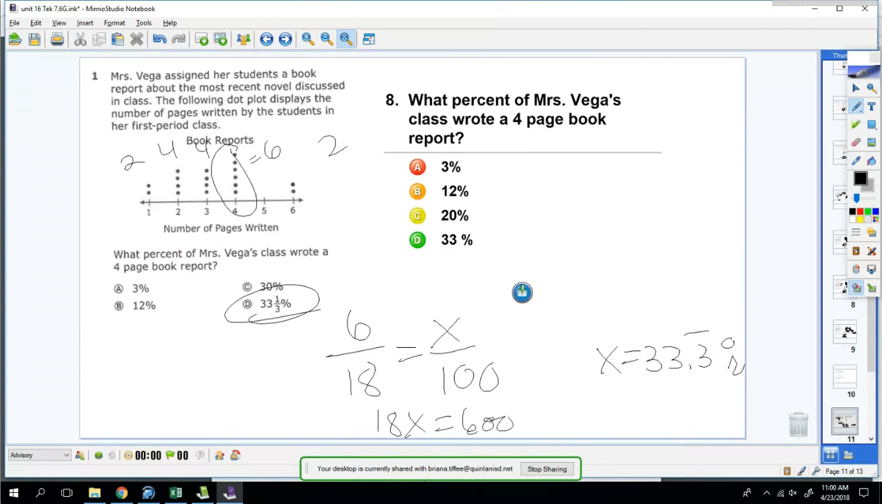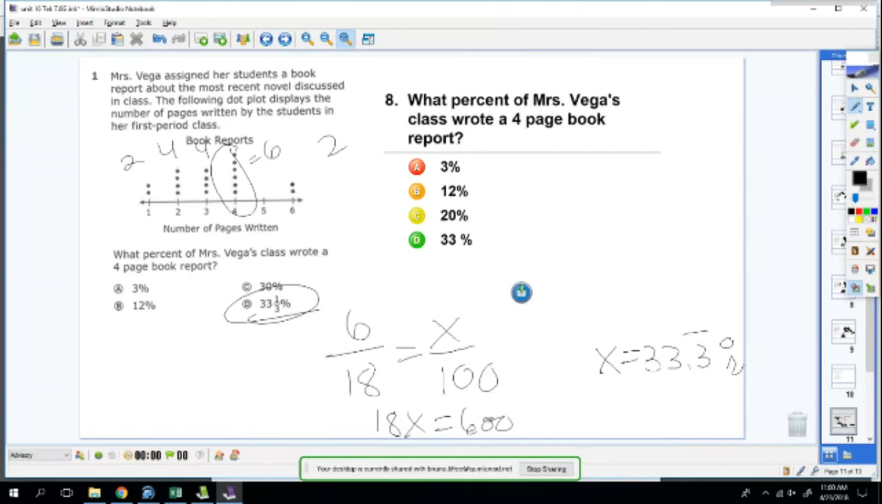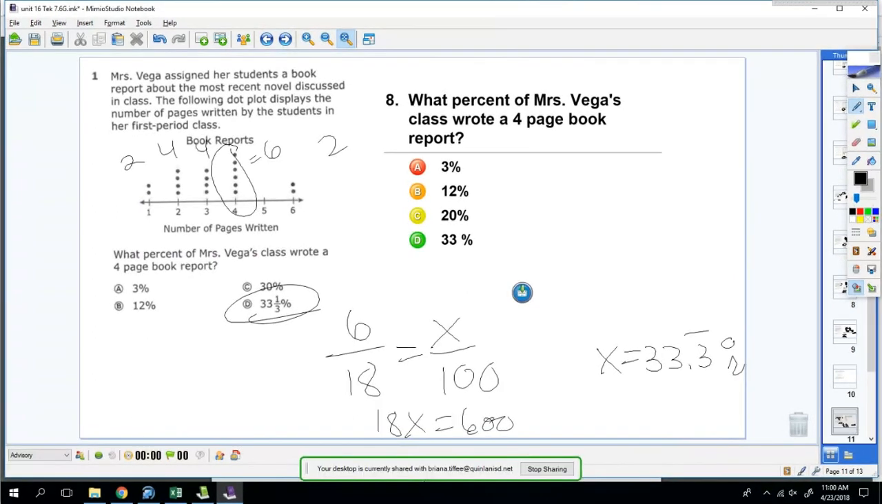Okay, this is the main idea. You're going to probably have about 4 to 6 problems on the START test just over finding the percentage or finding the number from a percentage. So again, watch the video, set out your questions. Thank you guys.